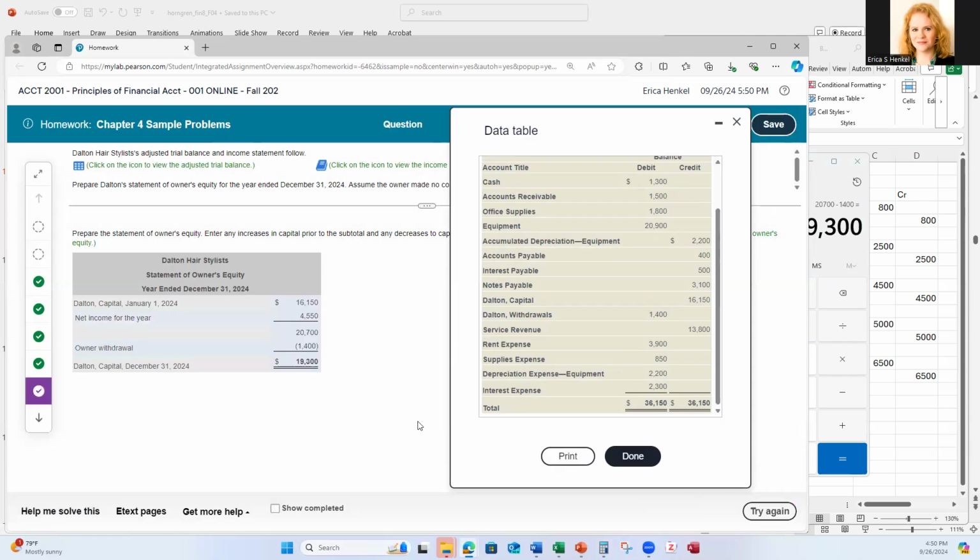All right, and that is it for the sample problems here in chapter 4. So hopefully you've watched the lecture videos, you've now watched the sample problems where we walk through some examples, and you now are ready to work on the homework.